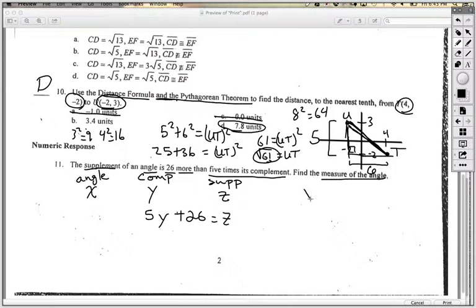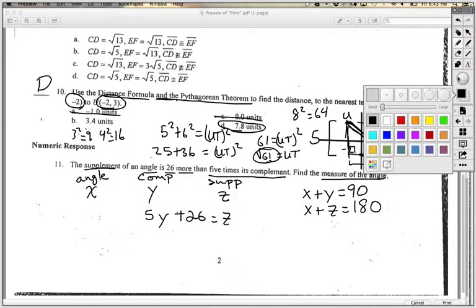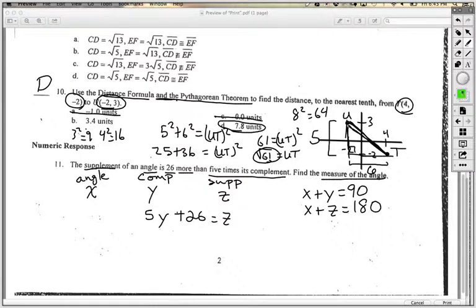And we know that x plus y equals 90. We also know that x plus z equals 180. Hey, look at this. I can make a substitution at least once here. This is a really complex problem, but let's see. I've got a z, which is this expression, and that's also right here. So let's start with that. Let's do x plus 5y plus 26 equals 180.